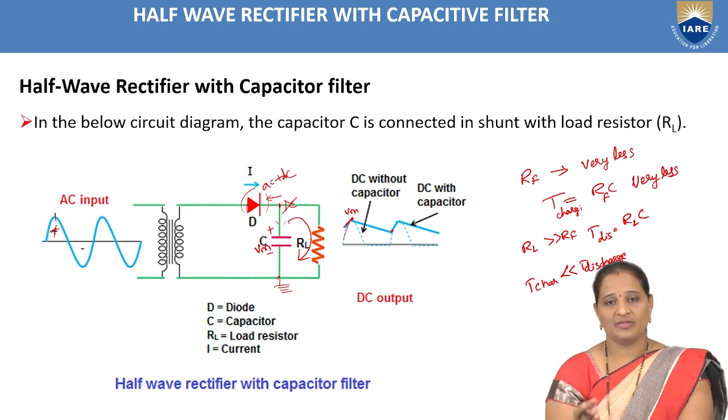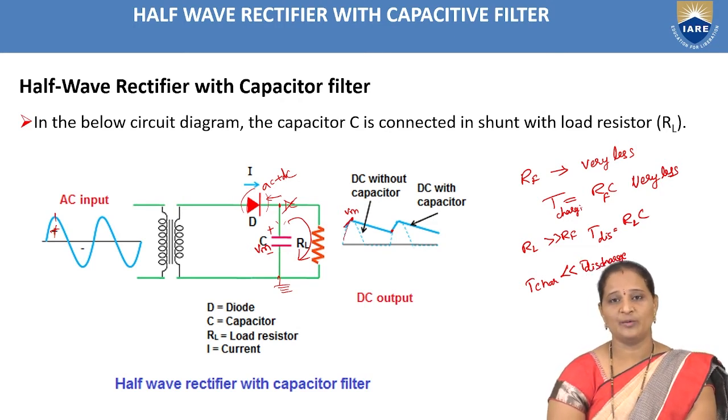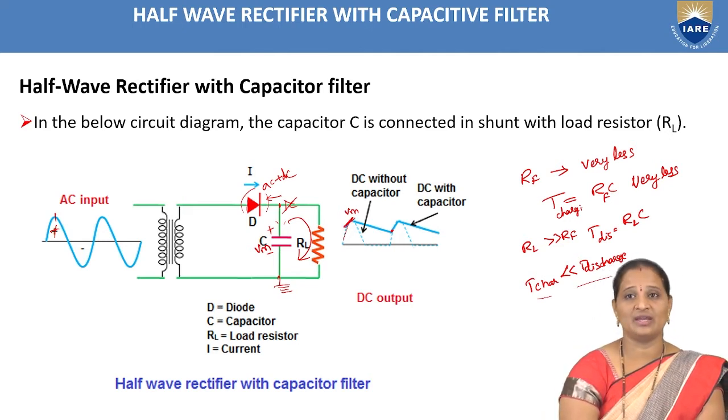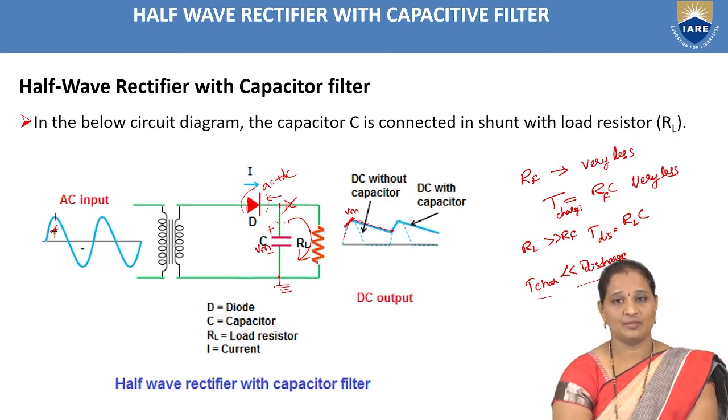So when we compare the forward resistance of the diode and the load resistance, RF is very much less than RL. So the charging time constant is very less when compared to the discharging time constant. Means what? The time taken by the capacitor to charge to its maximum value is less when compared to the time taken by the capacitor to discharge to its minimum value. So that is shown here. That is why the charging period is very less when compared to the discharging period. This is the time taken by the capacitor to discharge. So this is very high when compared to the charging time constant.